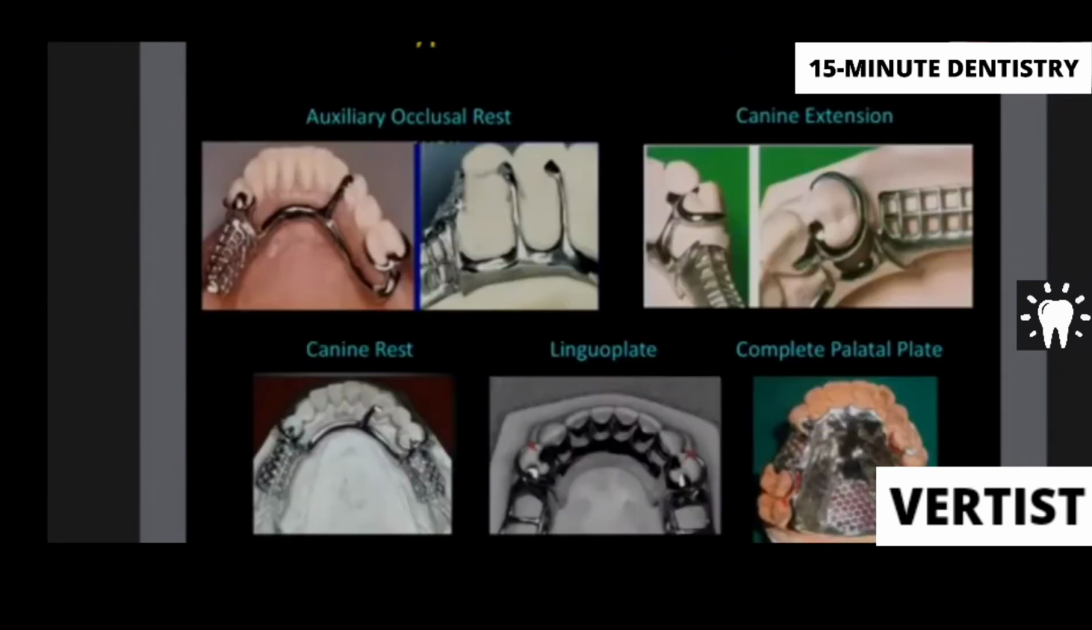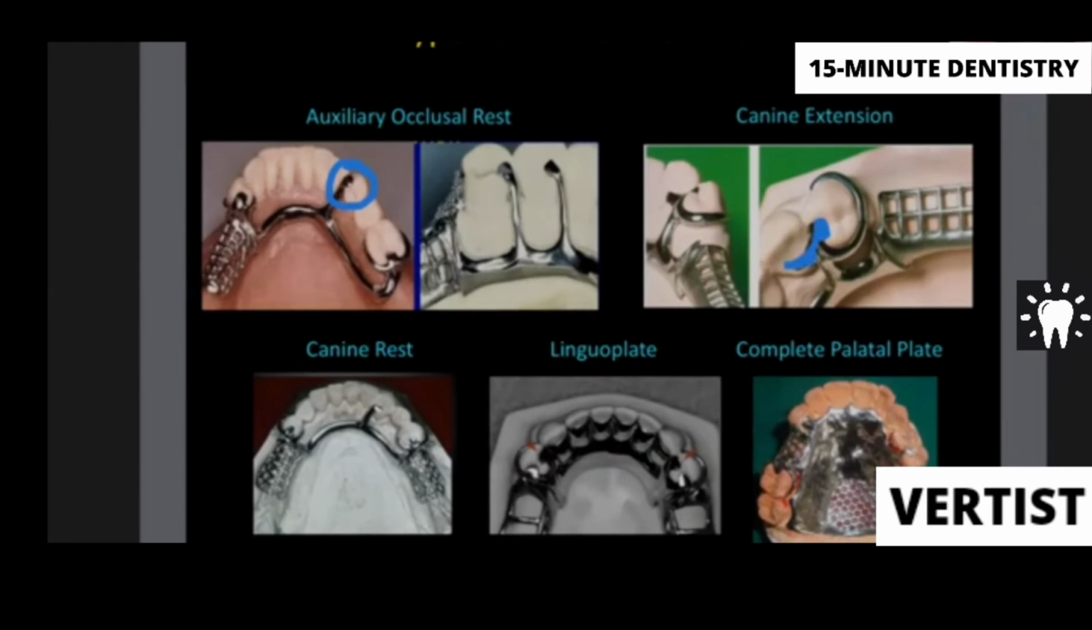What are the different types of indirect retainers? Auxiliary occlusal rest, as you can see here. This is your occlusal rest, auxiliary occlusal rest. The lingual plate itself sometimes is acting completely as an indirect retainer. This is the canine extension you can see here. See, this is the rest and this is the canine extension.